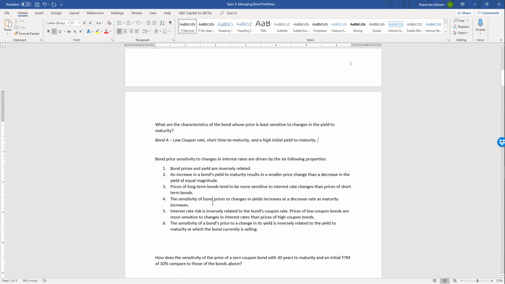Prices of long-term bonds tend to be more sensitive to interest rate changes than prices of short-term bonds. The sensitivity of bond prices to changes in yields increases at a decreasing rate as maturity increases.